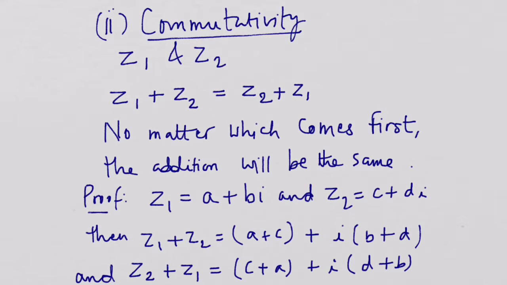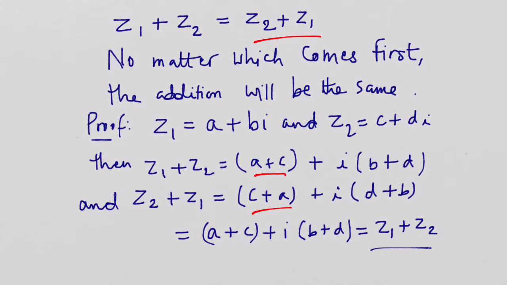The second property is commutativity. Z1 plus Z2 is equal to Z2 plus Z1. So order is not important. No matter which comes first, the addition will be the same. Either we write A plus C or C plus A, it will give the same value. 2 plus 3 is 5, 3 plus 2 is 5. Or either we write B plus D or D plus B, it will give the same result.